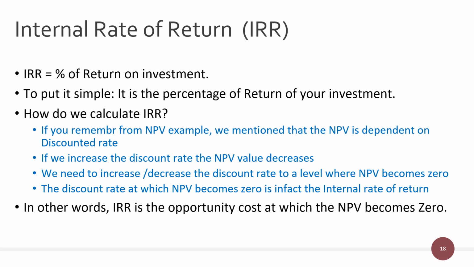It was mentioned that the NPV is dependent on the discount rate. If we increase the discount rate, the NPV value decreases. We need to increase or decrease the rate so that the value of NPV becomes 0. In other words, the internal rate of return is the opportunity cost at which the NPV becomes 0.